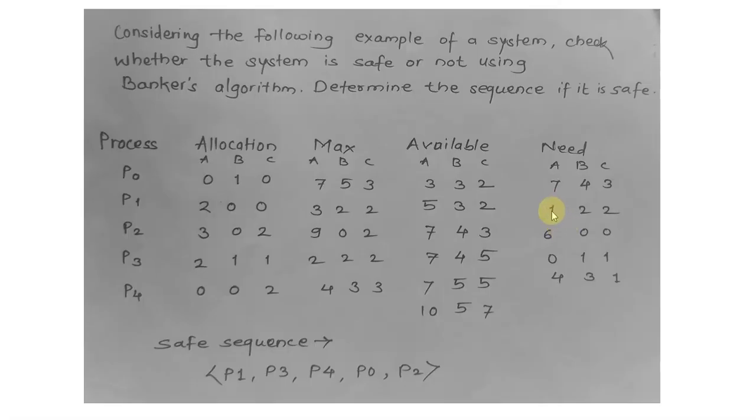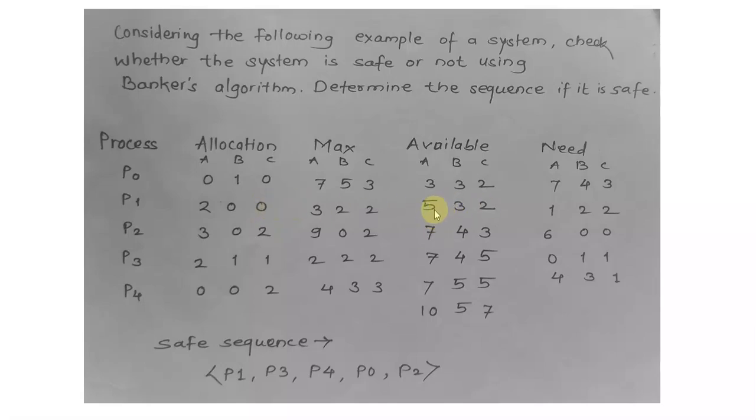Now see here, when we allocate 1, 2, 2 resources to the P1 process, it will finish its execution. And after that, its already allocated resources, that is 200, are free again. So we are going to add this allocated resource into the available resources. So see here, we are going to add this 200 into 332. So 3 plus 2 will become 5, 3 plus 0 will become 3, and 2 plus 0 will become 2.